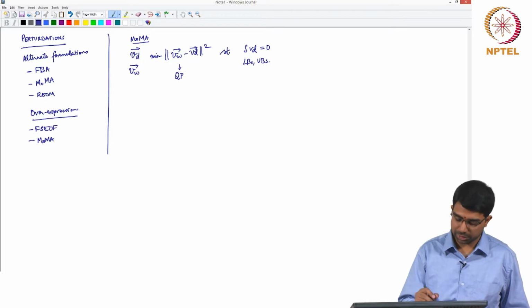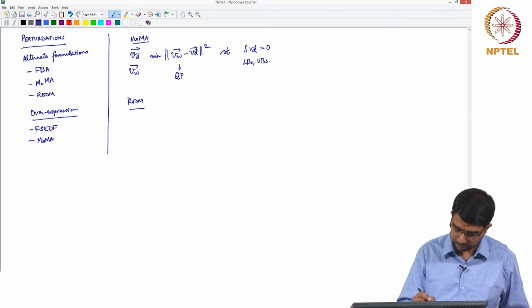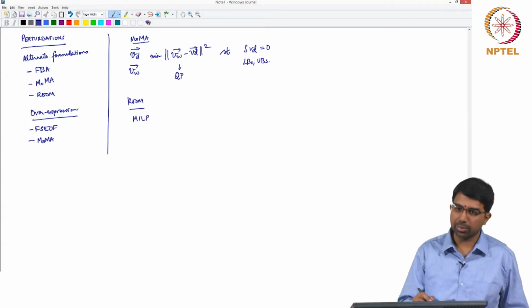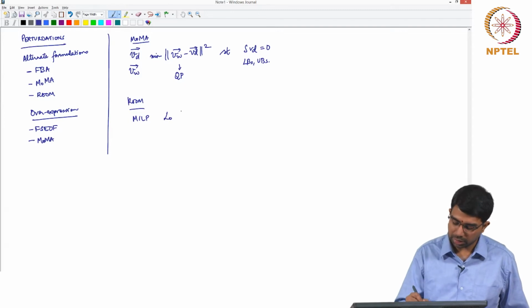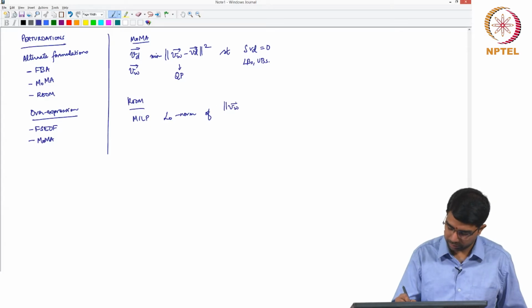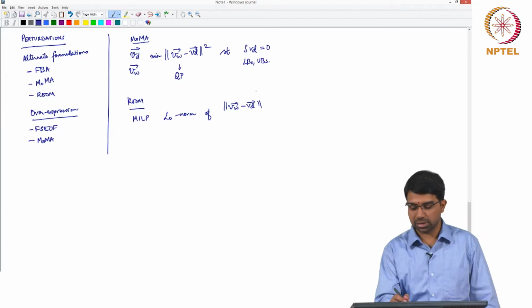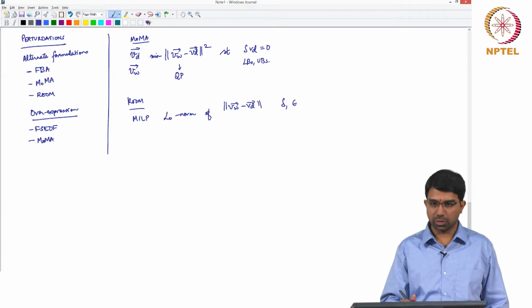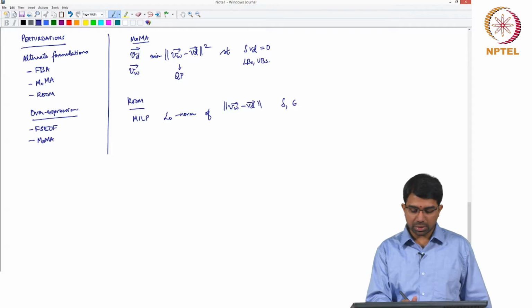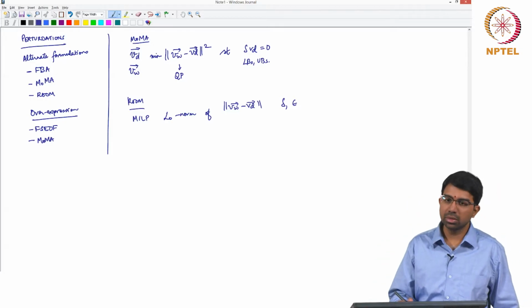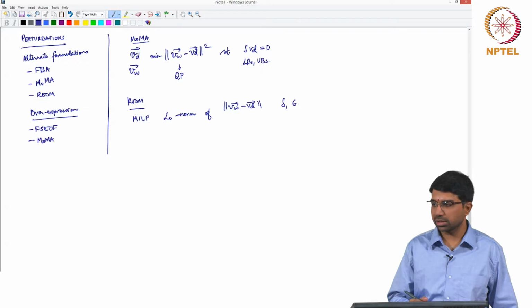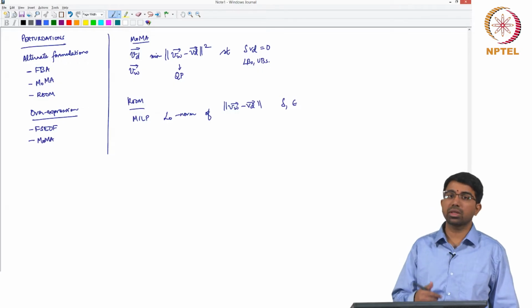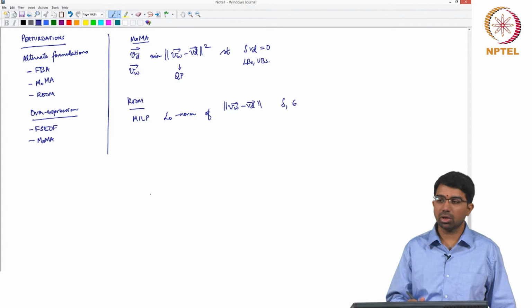So this became a quadratic programming formulation. ROOM came up with an MILP by trying to reduce the L0 norm of the difference, but it had some additional variations, like it had 2 parameters delta and epsilon that could be varied and so on and so forth, right. But essentially these were different takes on the same constraint based formulation without using FBA or the maximum growth rate objective function of FBA.